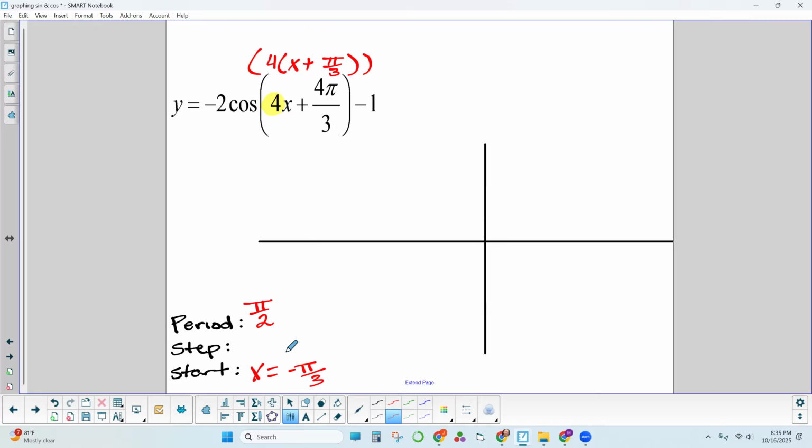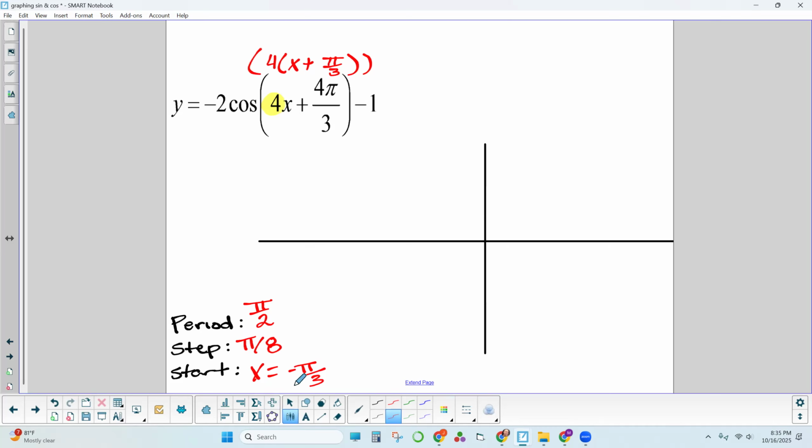So as you can see, if our period was 2 pi and now it's pi over 2, it's been horizontally compressed. Something to keep in mind is when b is greater than 1, that's going to be a horizontal compression. And if b is between 0 and 1, that will be a horizontal stretch. Now our step is always found by dividing our period by 4, which is going to be pi over 8.